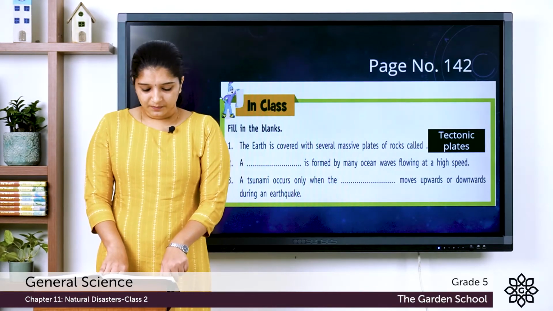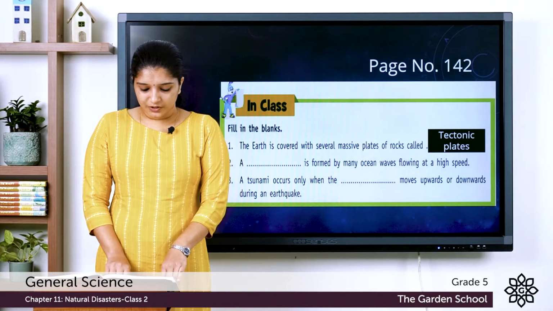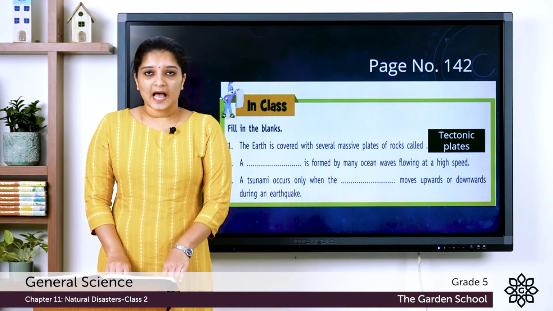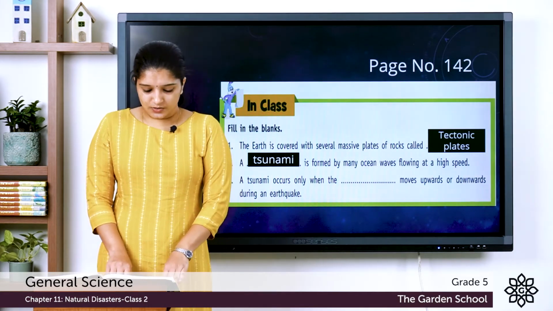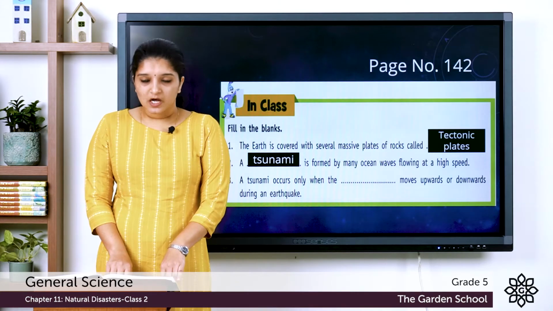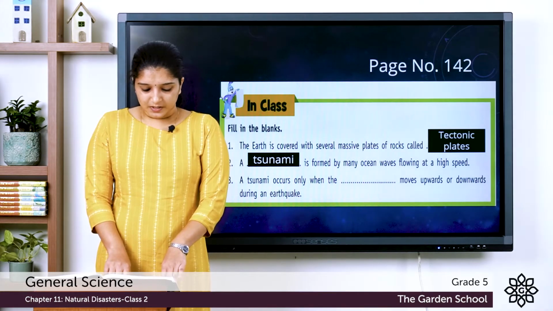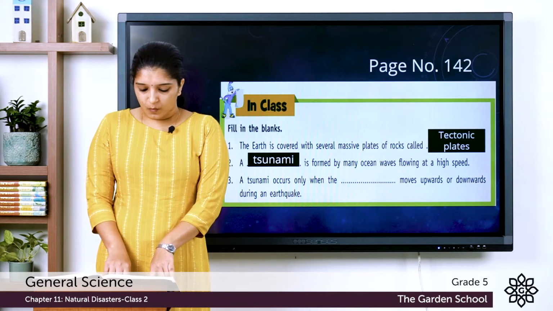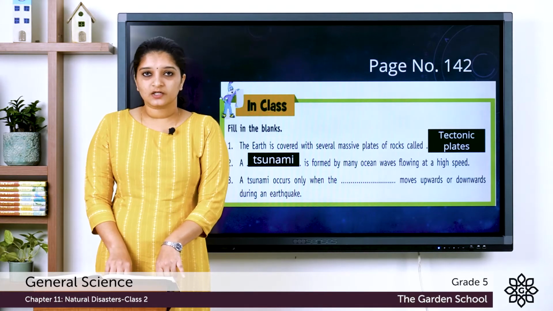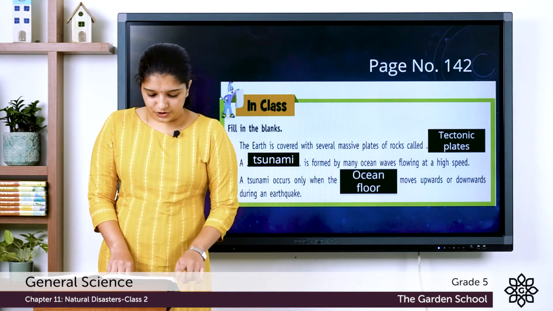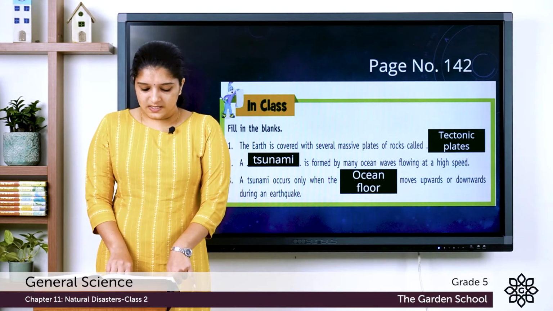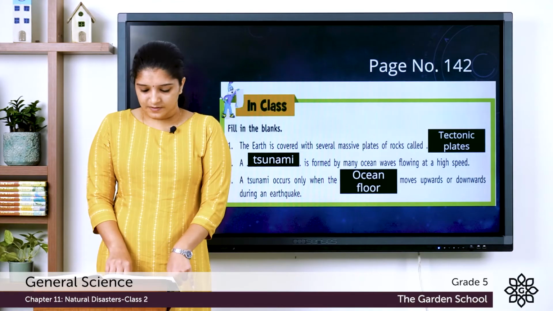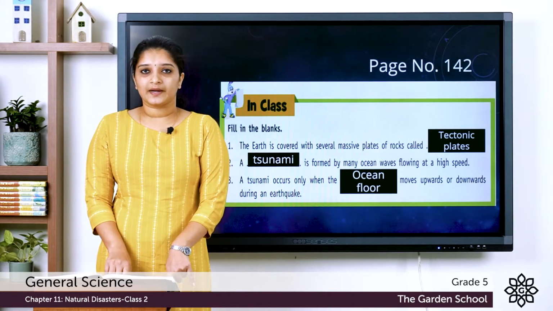The second question, a dash is formed by many ocean waves flowing at a high speed. The answer is tsunami. A tsunami is formed by many ocean waves flowing at a high speed. The third question, a tsunami occurs only when the dash moves upwards or downwards during an earthquake. The answer is ocean floor. A tsunami occurs only when the ocean floor moves upwards or downwards during an earthquake.